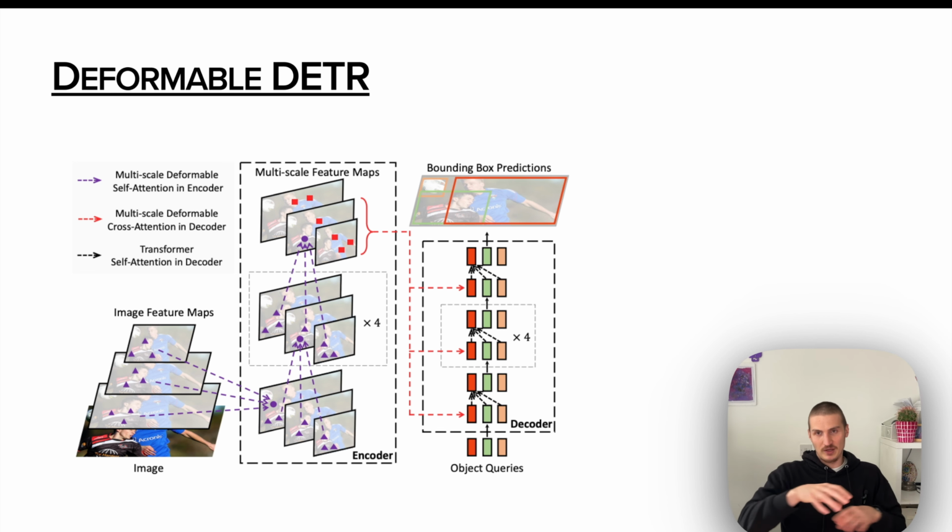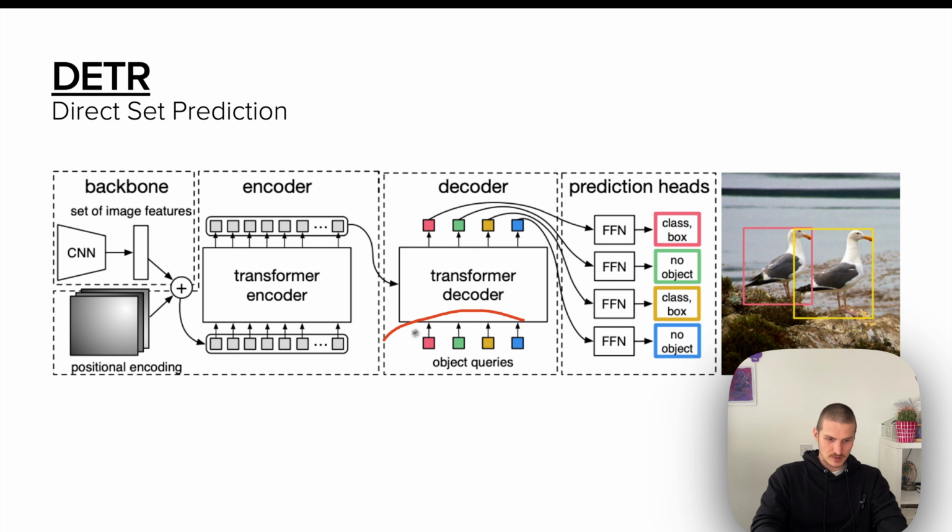Next, DAB Detr, or Detr with dynamic anchor boxes. So again, coming back to our diagram for Detr itself, in the decoder, we focus on the decoder now, we have some inputs. And in Detr, we just say that, okay, these are object queries, and we just initialize them randomly and train them along with the model. They do not depend on the image itself, they are just static.